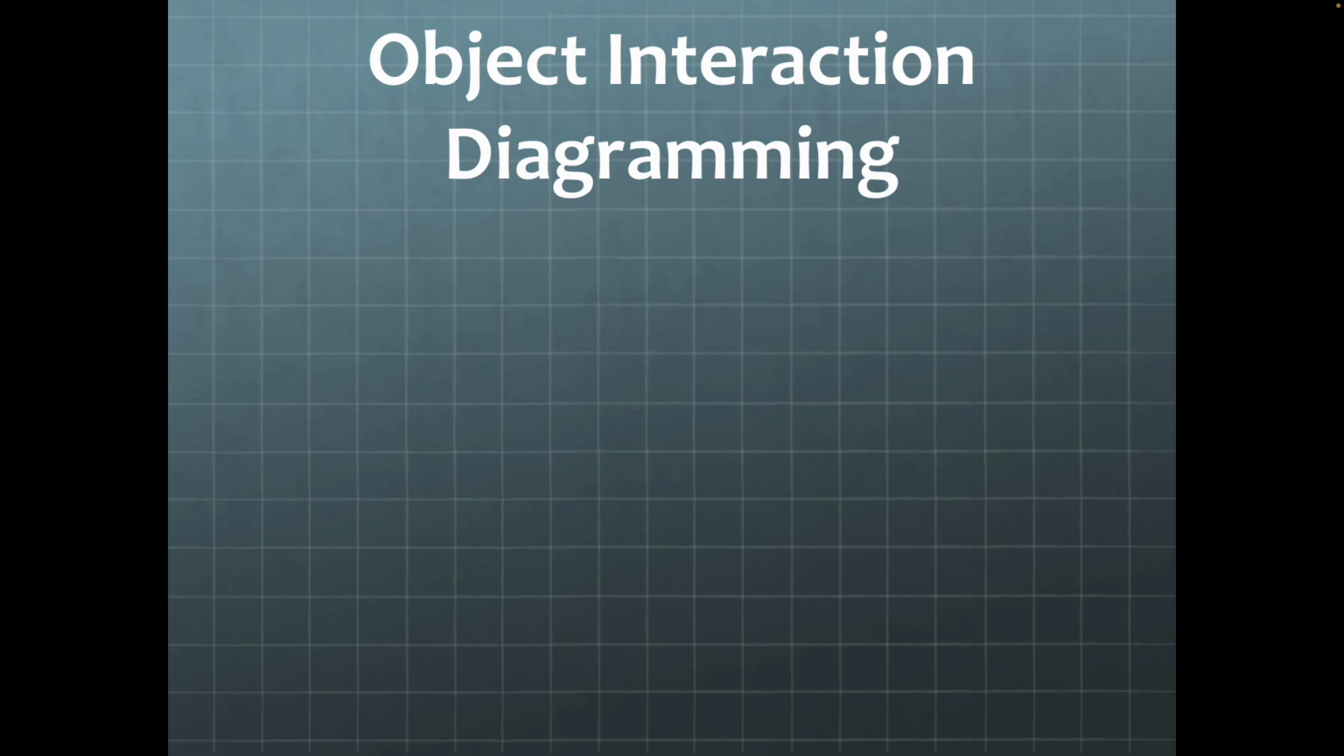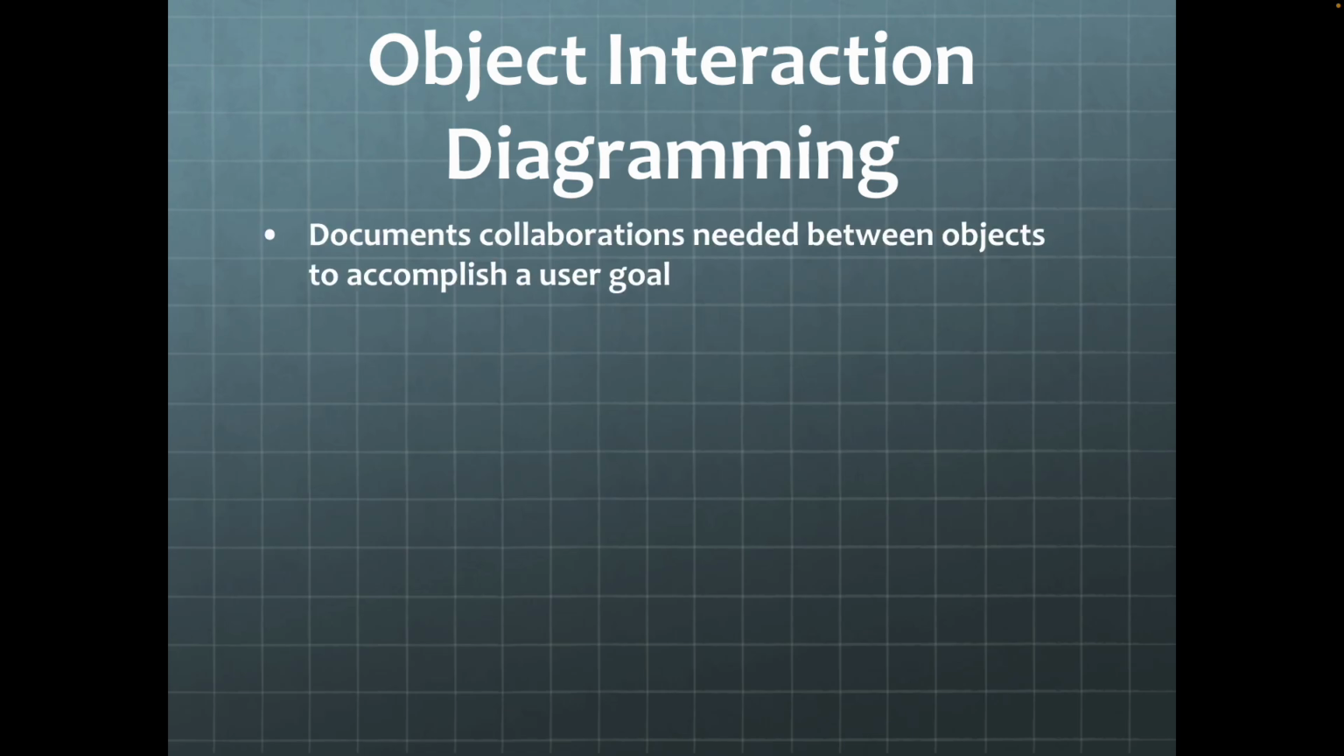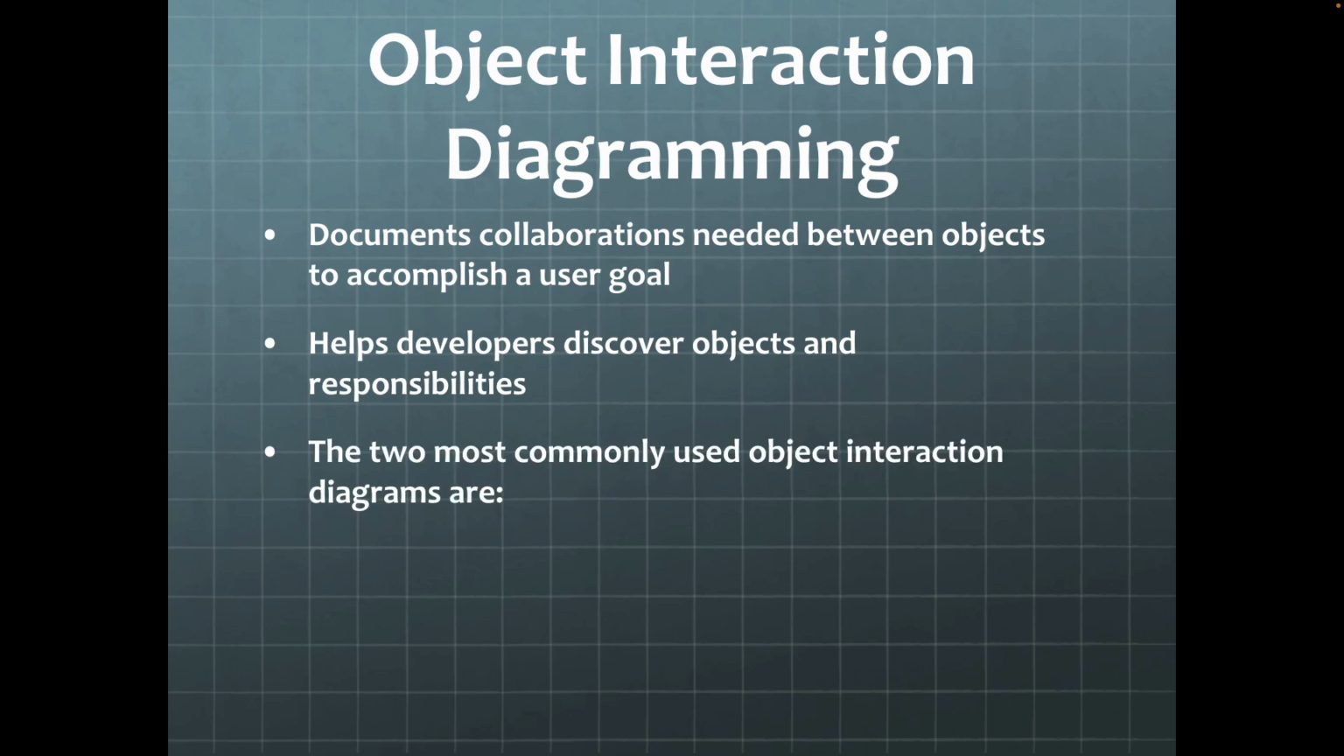So that's one approach. The other approach that's also valid is object interaction diagramming, which also helps us come up with objects. Maybe more people are familiar with this approach. Basically, it documents collaborations between multiple objects. It helps developers discover objects and responsibilities. The most common diagrams for this are UML sequence diagram, which many people have heard of, and communication diagram, which is an alternative approach for doing sequence diagrams.